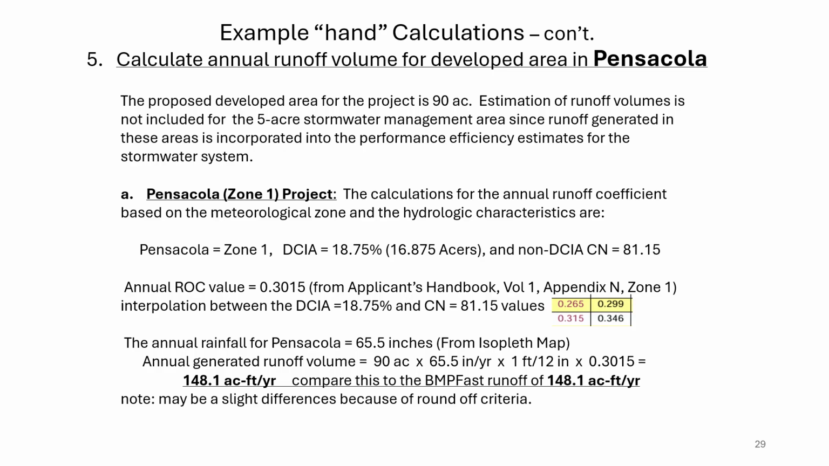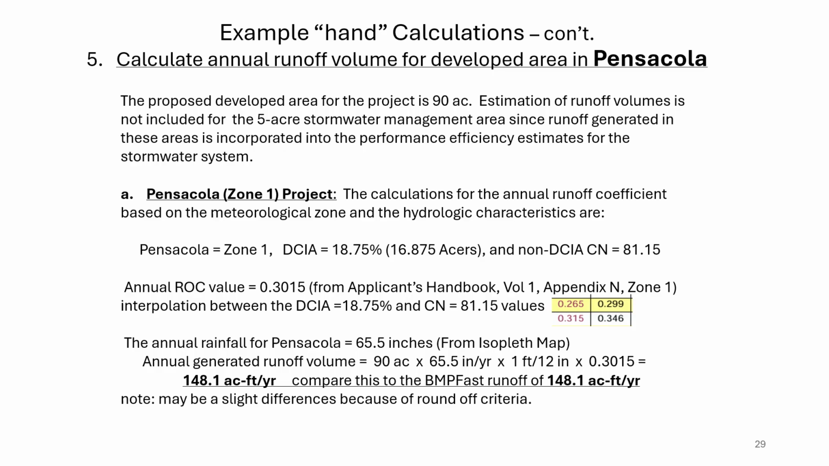Using these values, specifically an area-weighted curve number of 81.15 and the DCIA percentage, the applicant's handbook, Appendix N, for Zone 1, allows us to interpolate and find an annual runoff coefficient, or ROC, of 0.3015. This interpolation can be quite time-consuming, so specialized software or a small computer program is often beneficial. We actually validated this interpolated ROC value using BMPFast software. Next, we need the annual rainfall for Pensacola, which, from the isopleth map, is 65.5 inches.